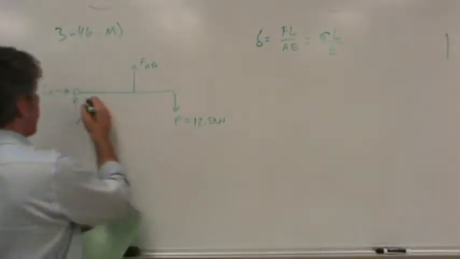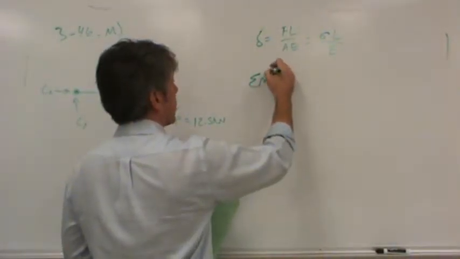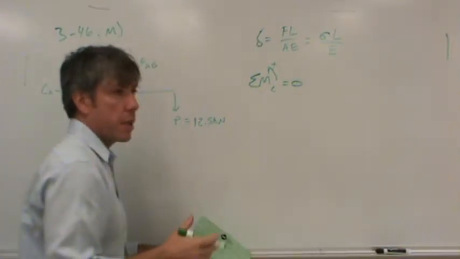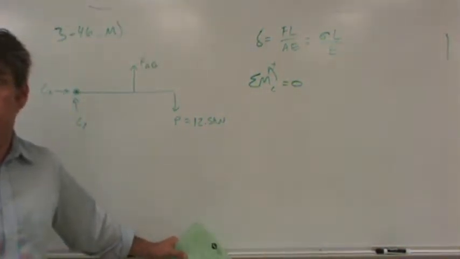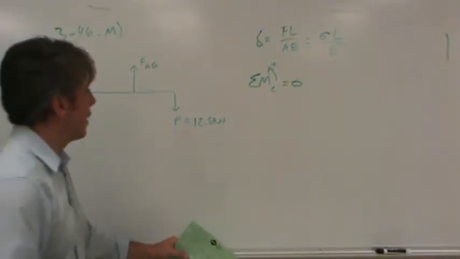I don't really care about what's going on at point C, so I will sum moments about point C, taking counterclockwise as positive. Of course, those moments had better sum to 0, otherwise we've got a dynamics problem, and this is the wrong class. You'll get to that eventually.